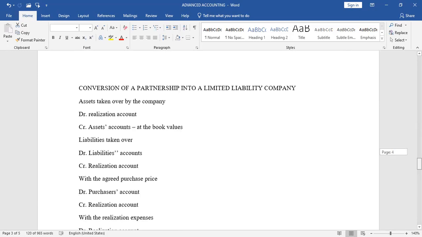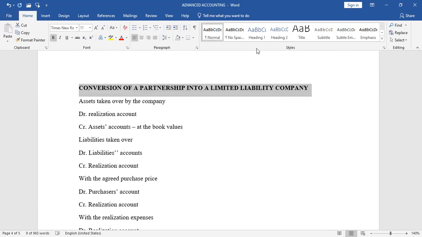Now, we want to talk about conversion of a partnership into a limited liability company. Which screen are you watching? Are you on the Word screen? Are you seeing a Word document? Yes.